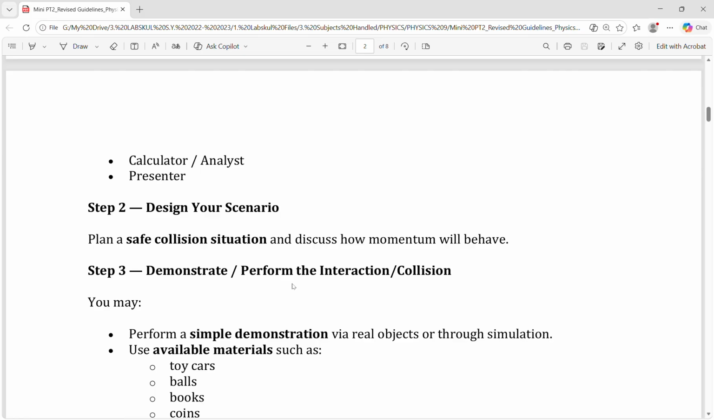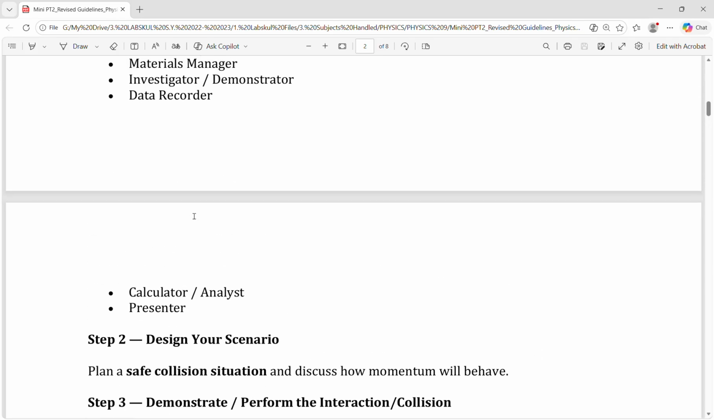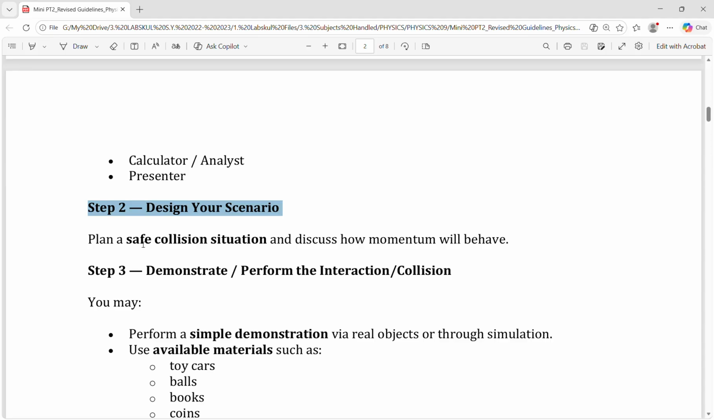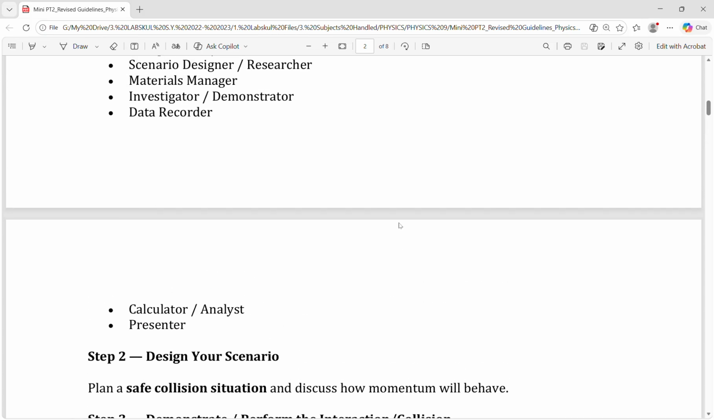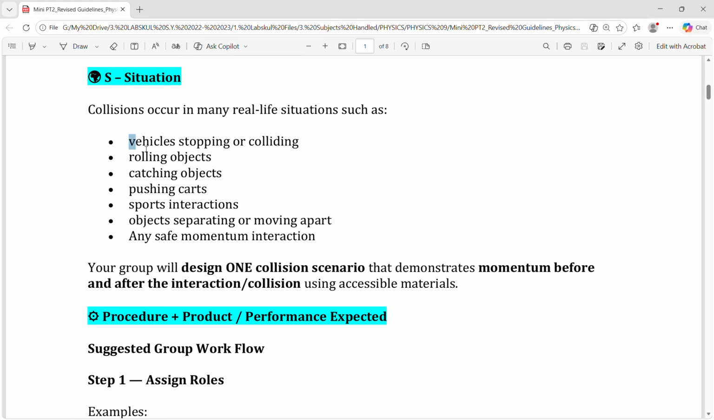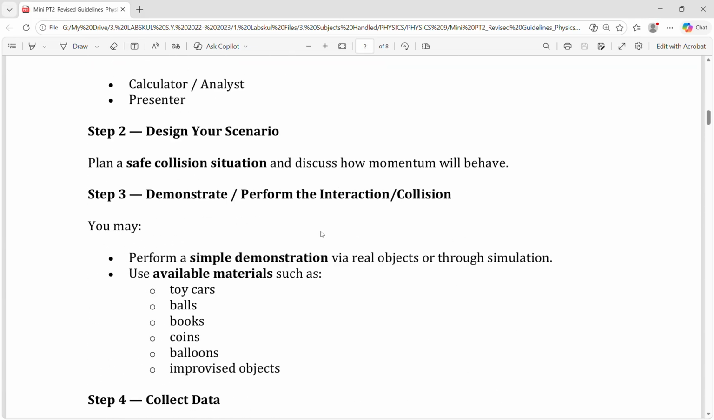But anyway, let's proceed. After you have identified the roles for each member, the next step is to design your scenario. You have to plan a safe collision situation and discuss how momentum will behave. Again, safe. If you have an explosion, as long as it is considered safe, that's okay. Here are just some of the situations you could choose from, or you could create another one depending on your group.